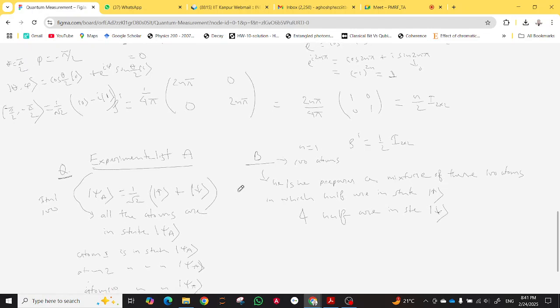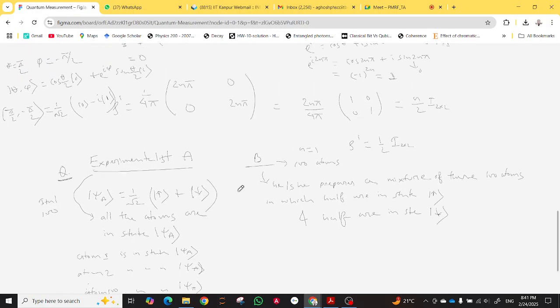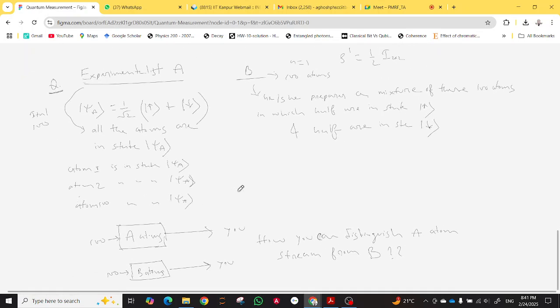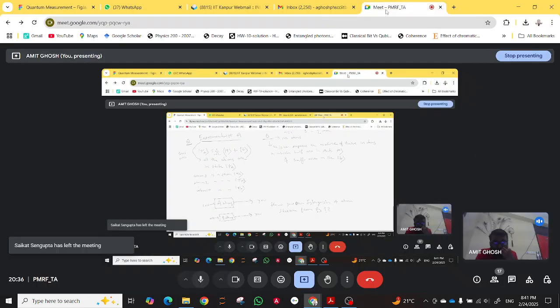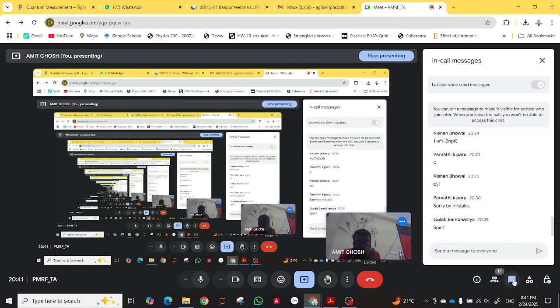Okay. Now just go back to the experimentalist A and B questions. If you have any doubt on this state preparation of A and B, you can just ask now. So we have to take some measurements so that you can identify the atoms coming from A and the atoms coming from B. So what you will measure? Yeah, spin, but which spin? We'll measure spin, that's okay. But how? I mean, which spin you will measure?